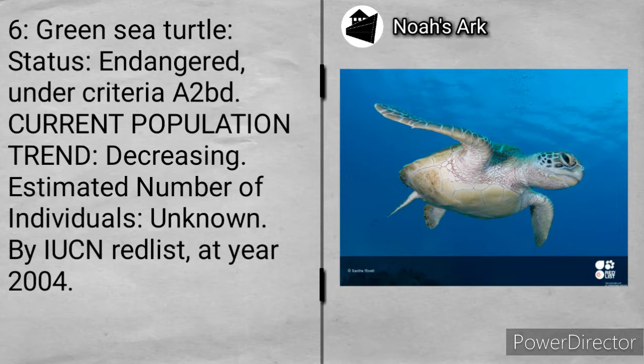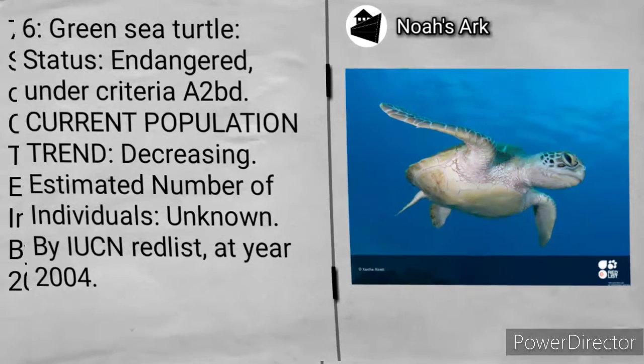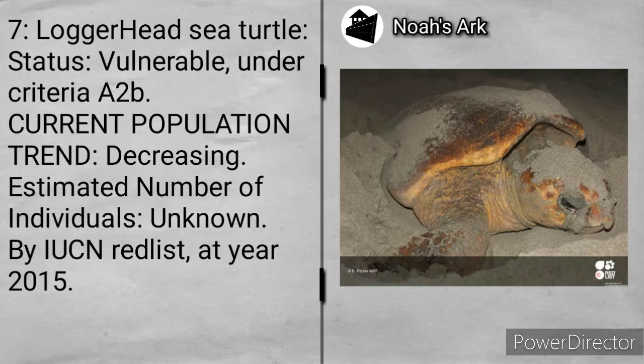6. Green Sea Turtle, status, endangered, under criteria A2BD. Current population trend, decreasing. Estimated number of individuals, unknown. By IUCN Red List, at year 2004. 7. Loggerhead Sea Turtle, status, vulnerable, under criteria A2B. Current population trend, decreasing. Estimated number of individuals, unknown. By IUCN Red List, at year 2015.